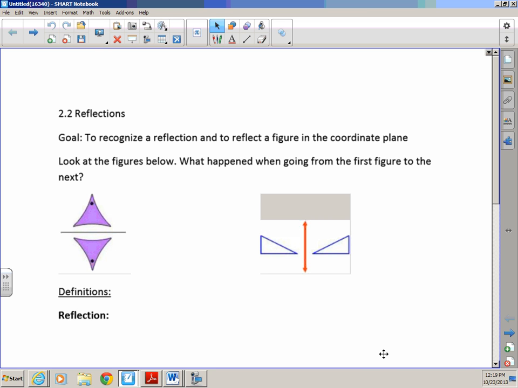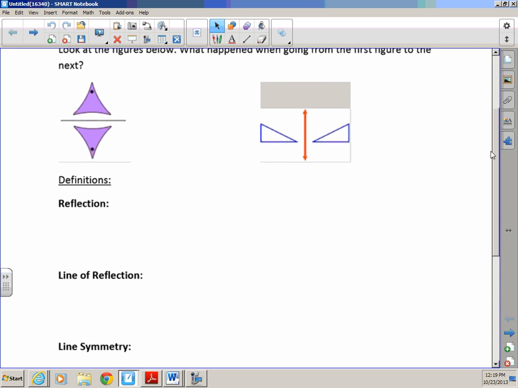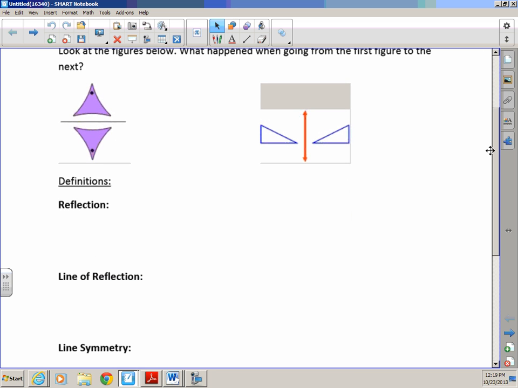The purpose of today's lesson is to recognize reflection and to reflect the figure in the coordinate plane. If you recall, the topic that we're dealing with is transformations. When we transform a geometric figure, whether it's in the coordinate plane or not, we are changing the size, location, or both of that figure. Yesterday we covered translations, which was sliding a figure.